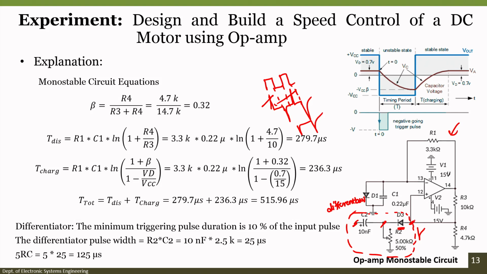But why do we need it? Now, if you recall the working of a monostable multivibrator, we have capacitor C1, diode D1, and R1, and R3 and R4 correspond to our beta. So, how does it work?